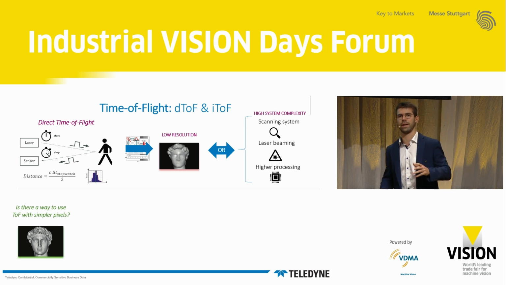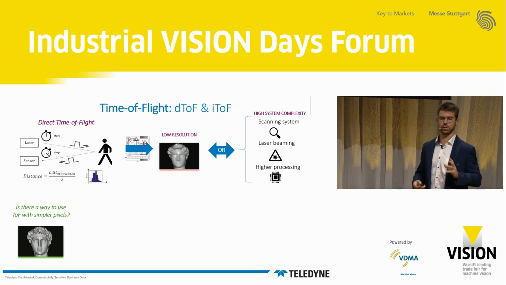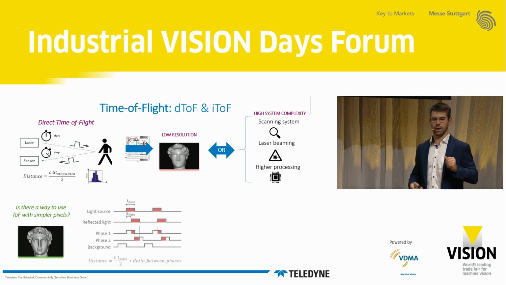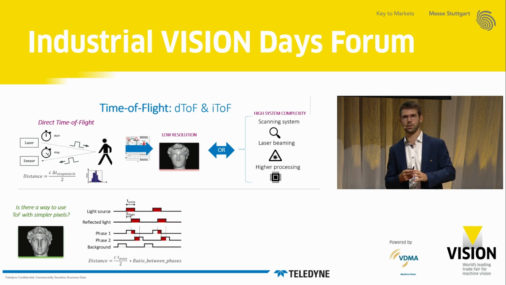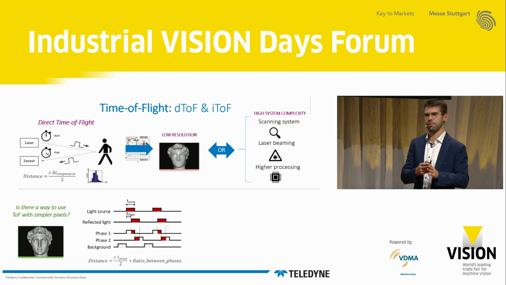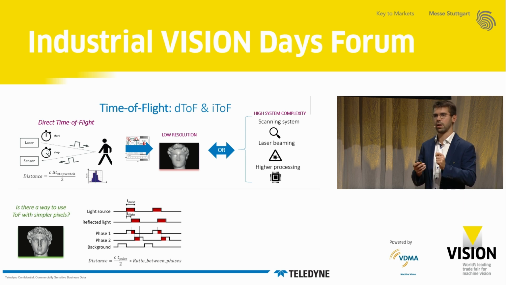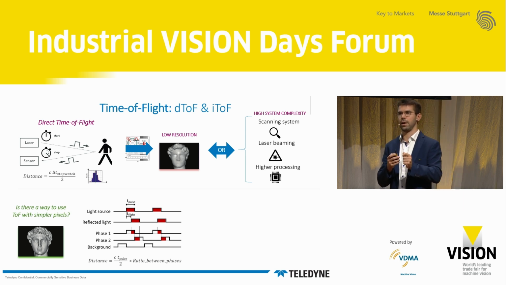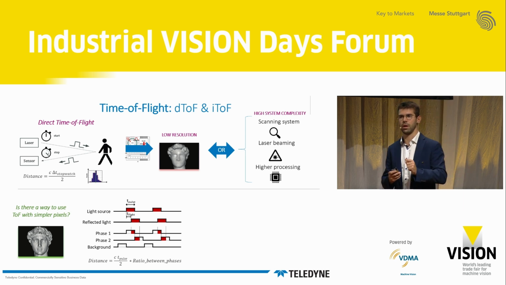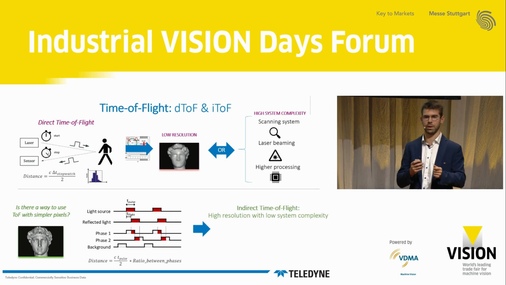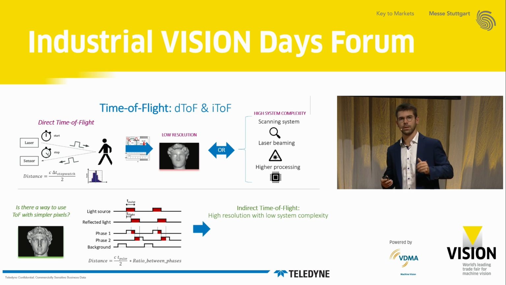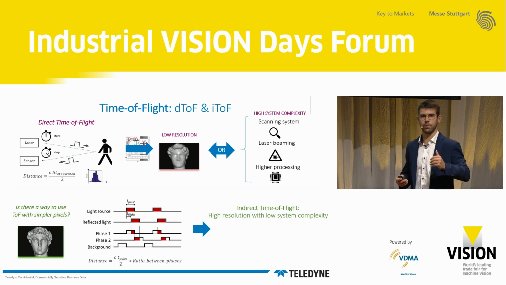So now the question is, is there a way to use the time of flight of photons without requiring such complex pixels? Well, actually, if one exposes normal photodiodes to a period of emitted pulses, and we measure the light at different instants, one can compute the distance from the measurement of each moment. And this is what we call indirect time of flight, which delivers high resolution at lower system complexity.